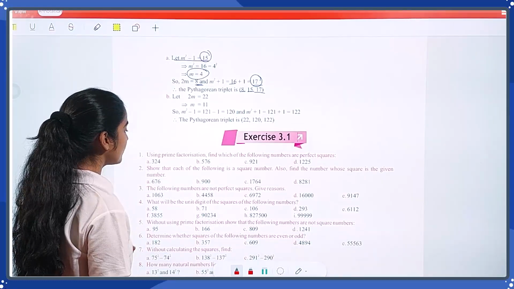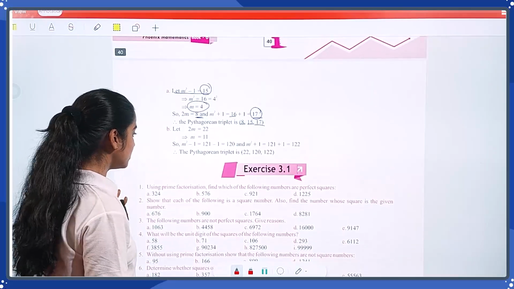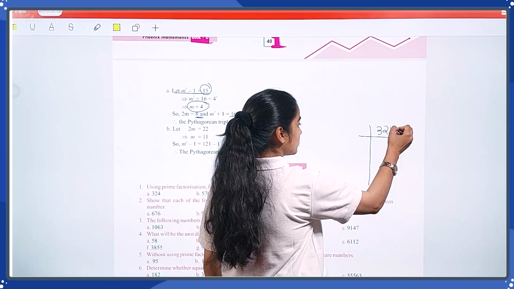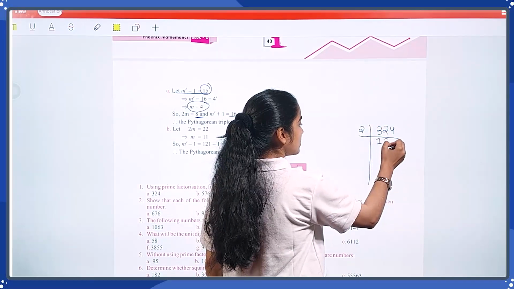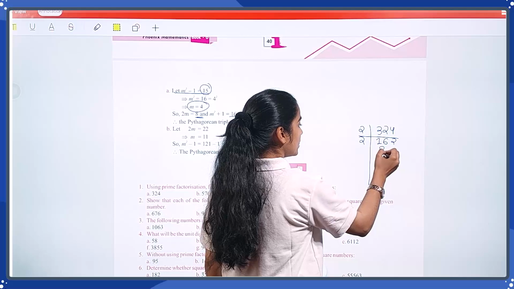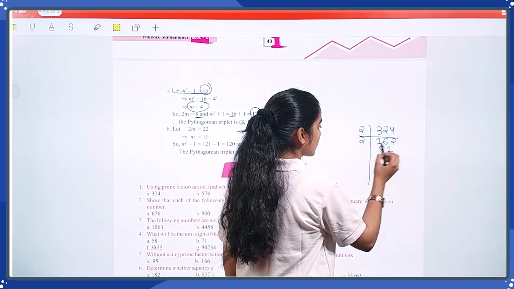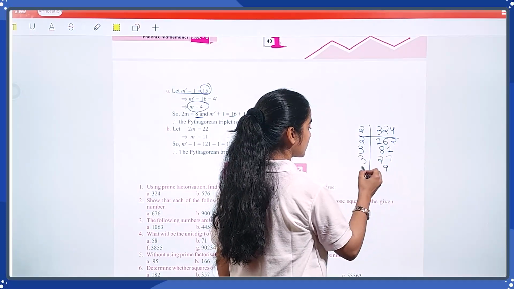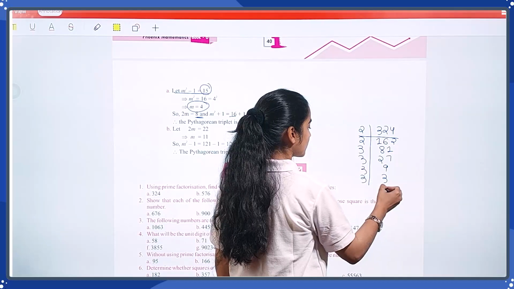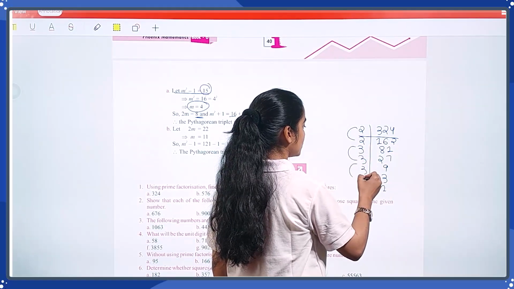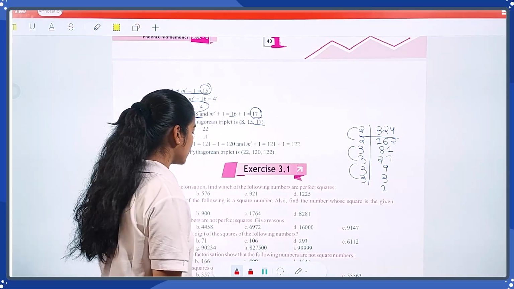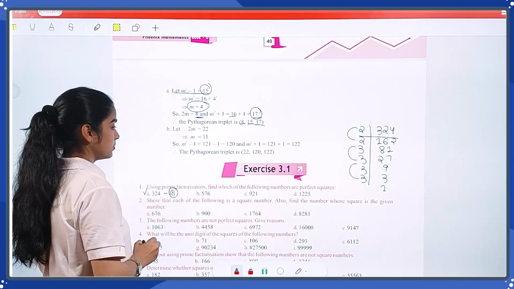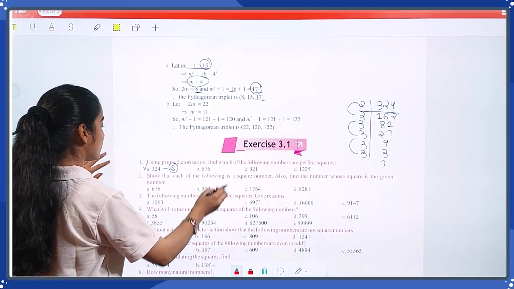Using prime factorization, find which of the following numbers are perfect squares. So, first we take 324, 2, 162, 2, 81, and so on. 1, 2, 3. 2 multiplied by 3, 6. 6 multiplied by 3, 18. So it is a perfect square. In the same way, you have to solve the rest of the question.